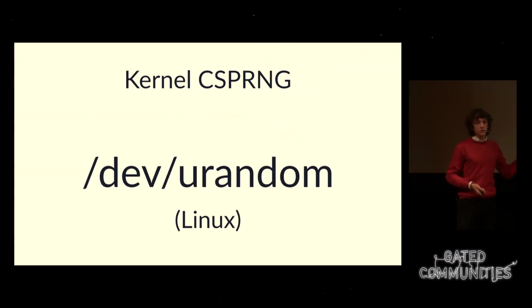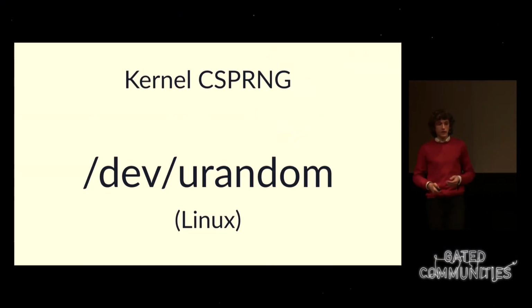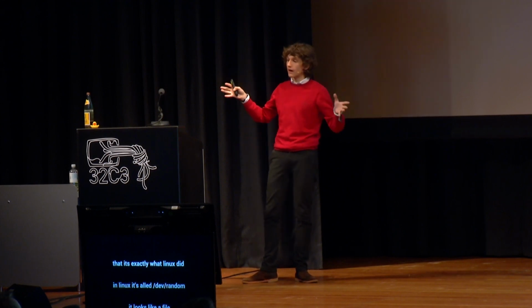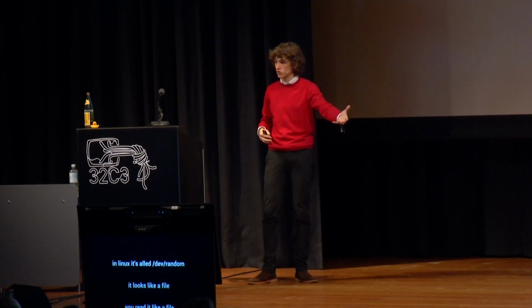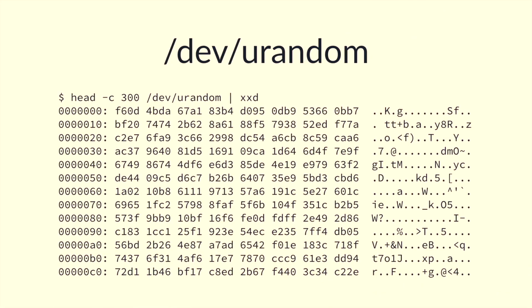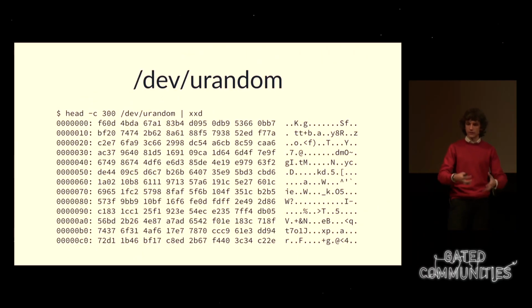In Linux, it's called dev urandom, and it looks like a file. You read it like a file, and it's technically a character device. And every time you read 100 bytes from it, it runs a CSPRNG on an entropy pool, not different from the one I presented. And this entropy pool is steered with all the events that the kernel saw happen from its privileged position.